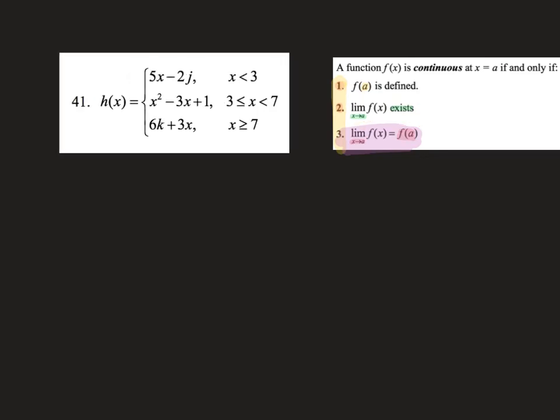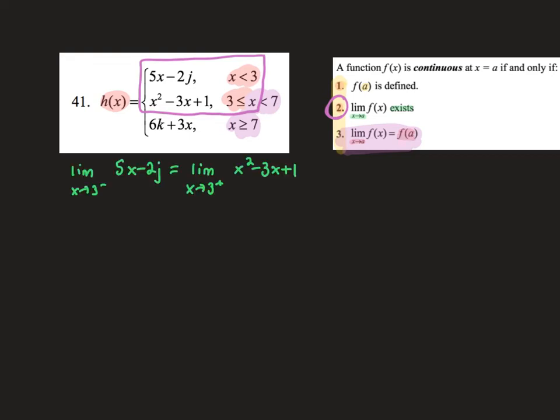Question 41 is a lot like 39. You just have to do it twice. So this graph of h of x has 3 pieces. One of the connections is happening at x equals 3. And the other connection is happening at x equals 7. So I just need to ensure that the pieces connect at each of those junctures.